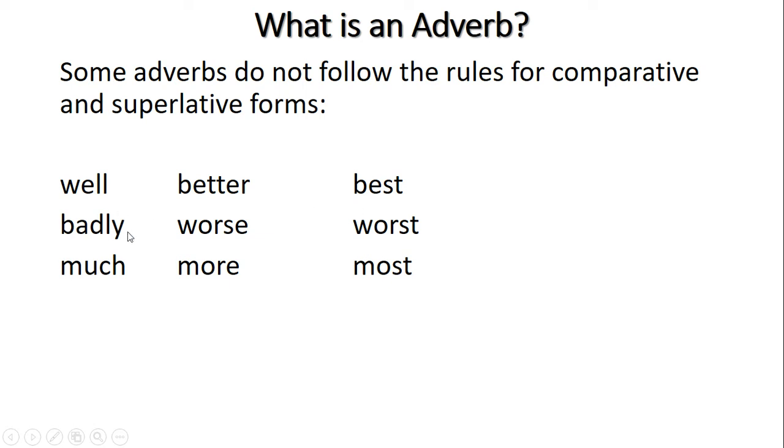If I had the word badly, you don't have to say that is more badly or most badly. You could use the word worse and worst. And then again, with the word much, you wouldn't say mucher or more much. You just say more or most. So these are some of those irregular ones that we studied last week.